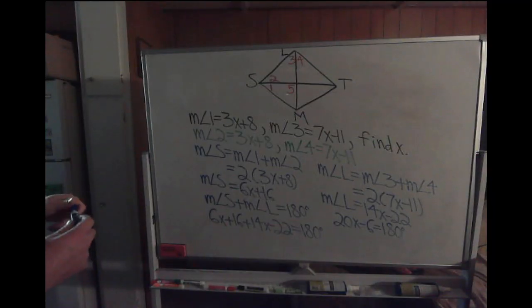I'm just making sure I didn't screw up somewhere. Yeah, I didn't. Nope. 16 minus 22 is negative 6. Yeah, all right. 14, that's 20. Okay.